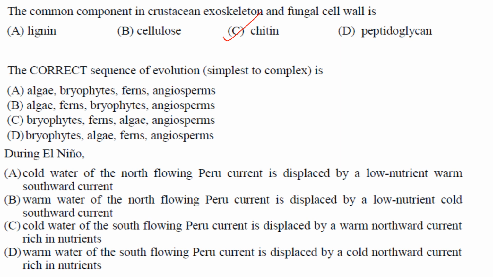The correct sequence of evolution, simplest to the most complex. The simplest are the algae, then come the bryophytes, then pteridophytes, then gymnosperms, and finally angiosperms. If you see the options here, it is option A, that is algae, bryophytes, ferns. Ferns belong to pteridophytes, then angiosperms. So the answer here is option A. During El Nino, cold water of the north flowing Peru current is displaced by low nutrient warm southward current. A itself is the answer.